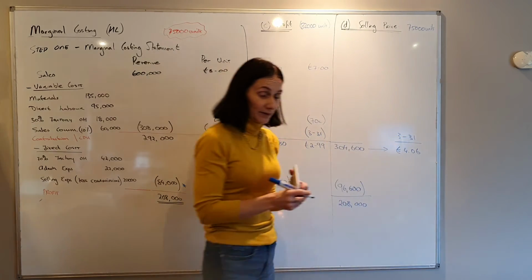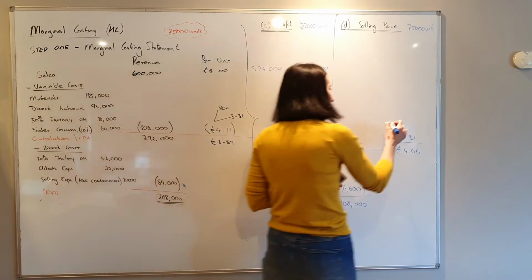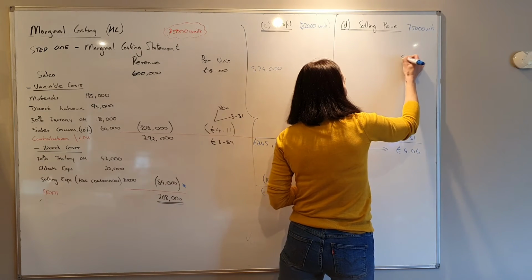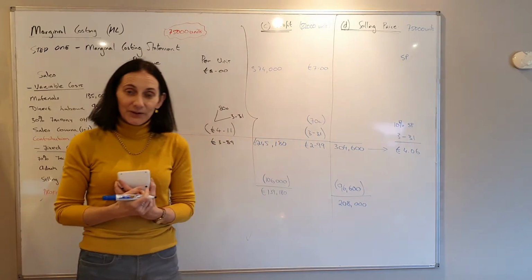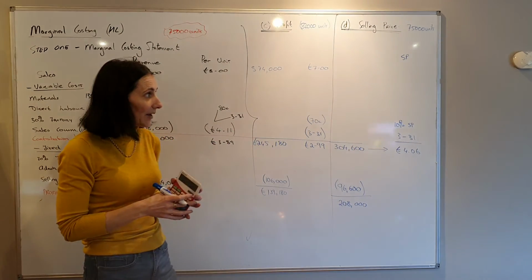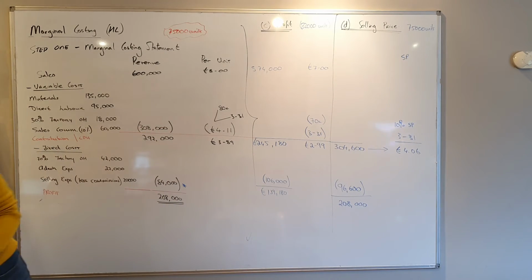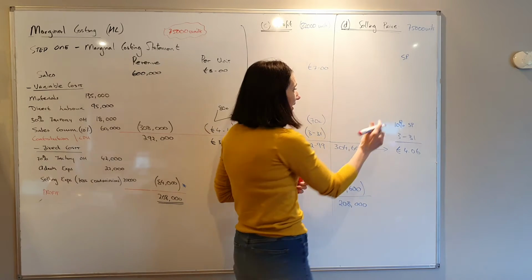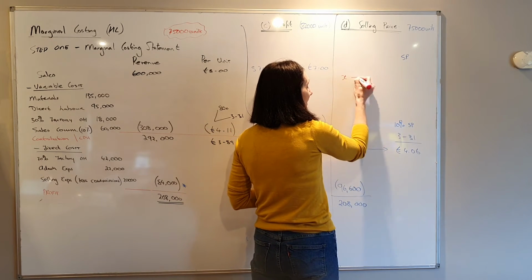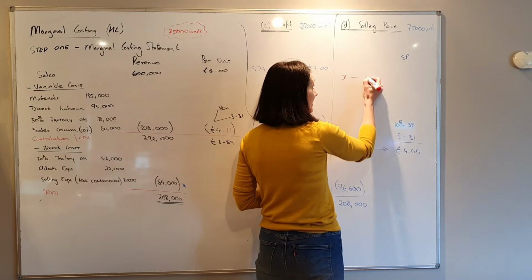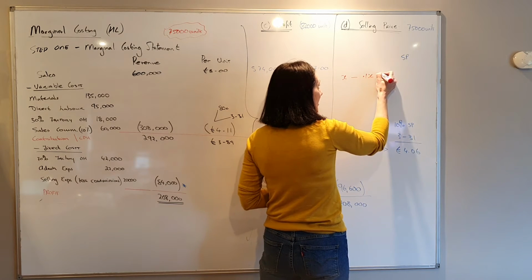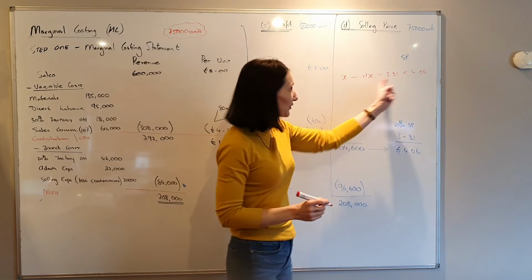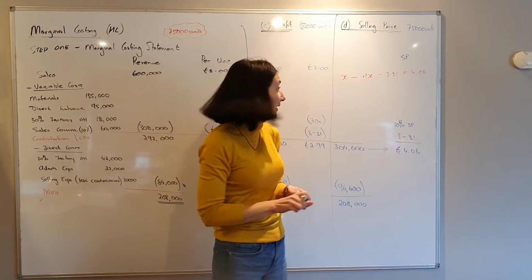The commission is 10% of your selling price, but I don't know what the selling price is. Is that okay? So I've just filled in everything that I have. If I let the selling price be X, because you're used to working with X, then X minus 10% of X, which is 0.1 of X, minus 3.31 is equal to 406. So I've just written that down as an algebra line.